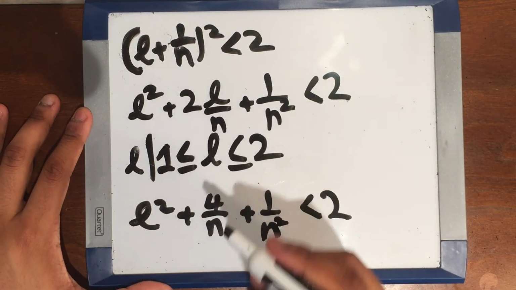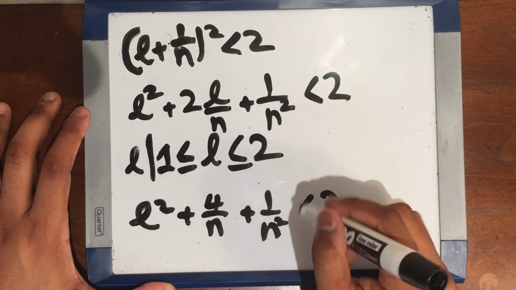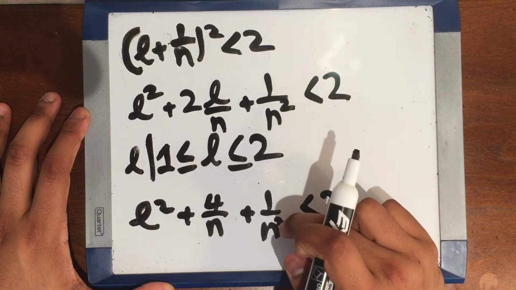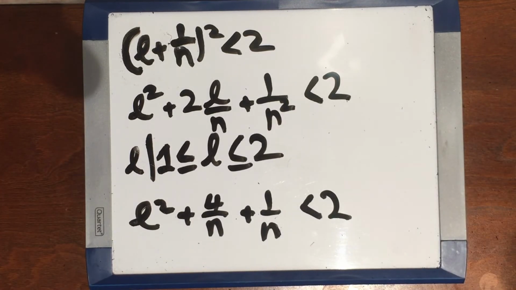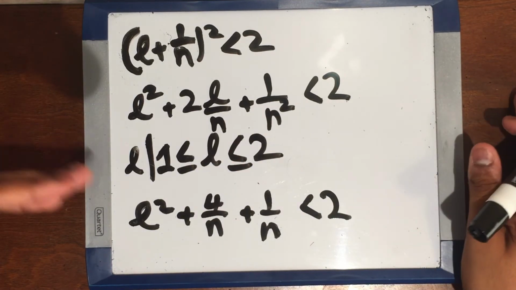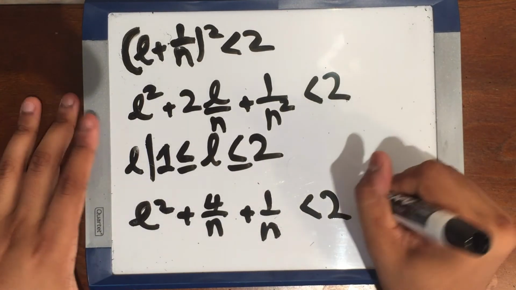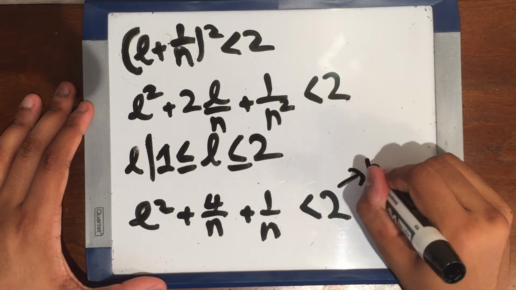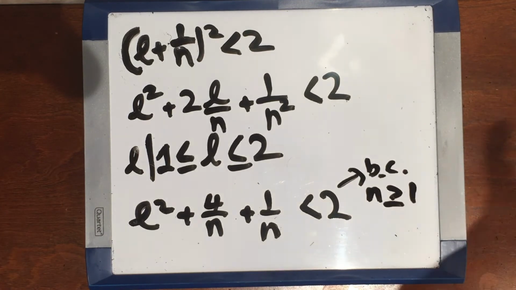Since n is greater than or equal to 1, it's sufficient to have L squared plus 4 over n plus 1 over n less than 2. Because if it's going to be greater than 1, increasing the n isn't going to make our problem bigger, and therefore we will still have a number less than 2. Because as long as it's greater than 1, we're not going to make our number bigger. Right? So, because n must be greater than or equal to 1. Okay? So with that logic, I've taken out the exponent.